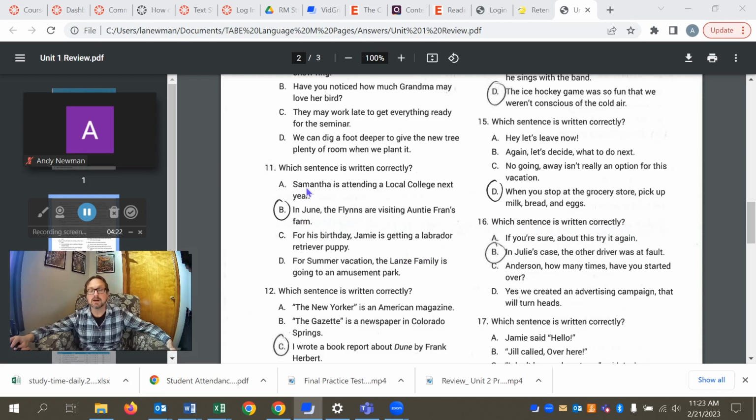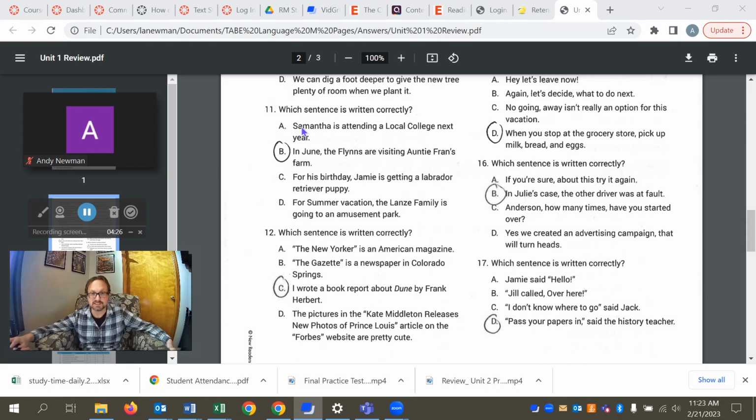We had incorrect comma placement in some of these other sentences. Or rather capitalization. Looks like we're looking at capitalization here. Local college should not be capitalized. Labrador should. Family shouldn't. So capitalization in this particular question.